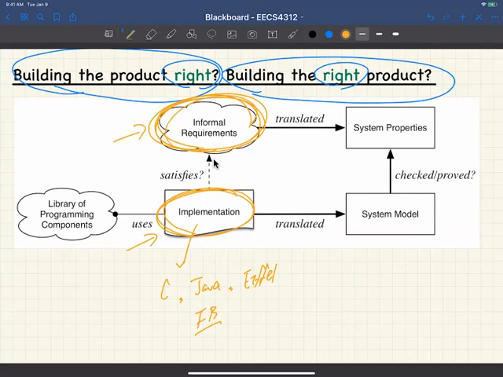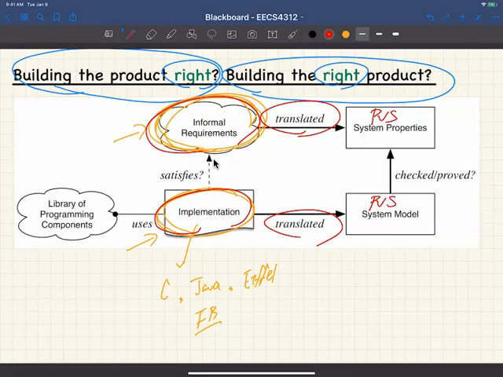So what we typically do is translate them into the same language. For example, the informal requirements might be translated into PVS as a function table for requirements. The implementation can also be translated into the same language, PVS. Then you try to see whether the implementation implies the requirements as a formal proof. That's what you do. Let's say we follow this particular process.